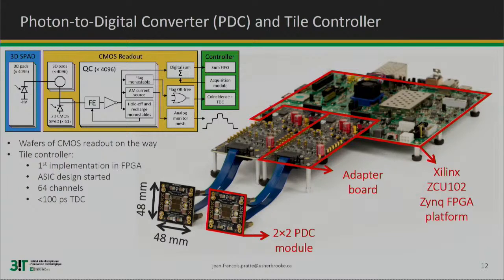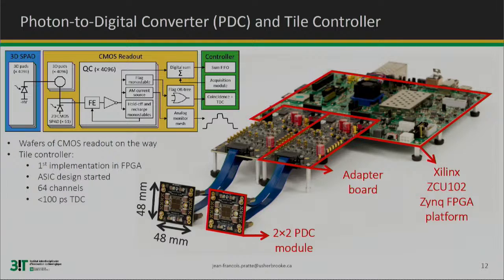When that happens, the controller sends an acquisition signal to the chip, and then we have a digital sum. We have a 128-deep FIFO, and we send the sum out to the controller to get the signal. So what you see here in this diagram is what we call the module. On this, you have 4 chips, 4 PDCs in a 2x2 array, interconnected to an adapter board that takes care of the bias, the transimpedance amplifier and test points. And then we have the tile controller, which for now is implemented on an FPGA board.